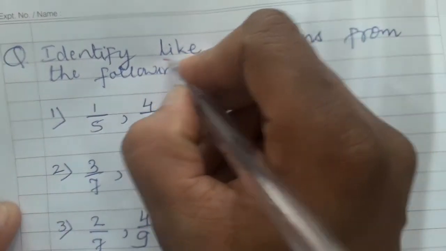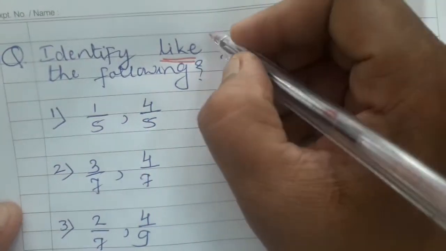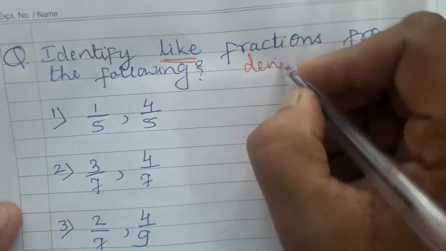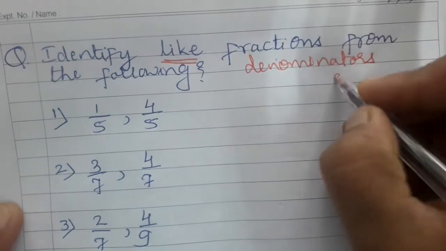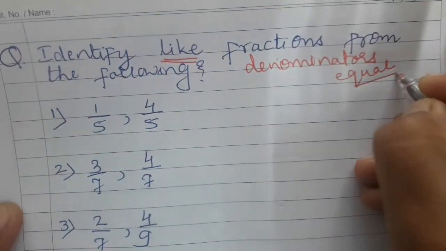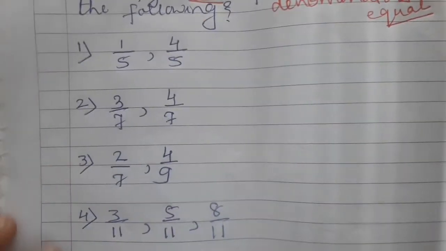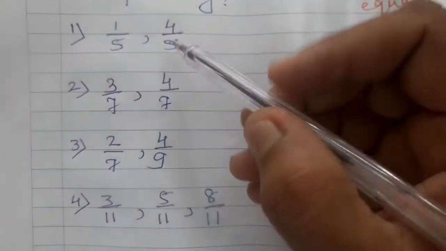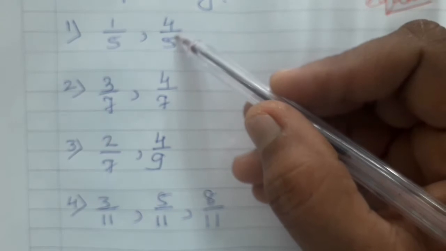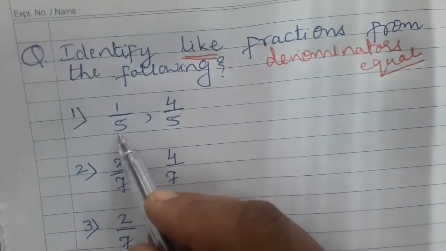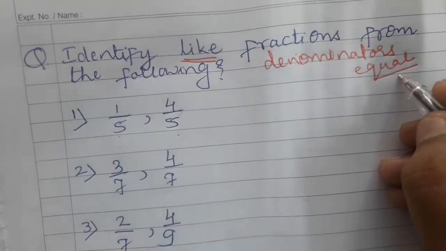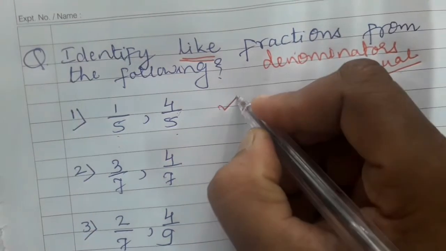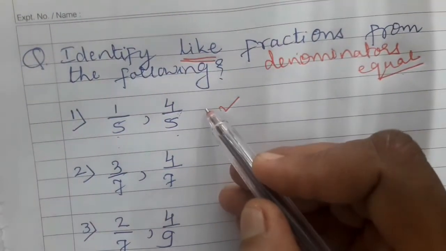Now what does it mean by like fractions? Like fractions have denominators that are equal, right? So I am writing here, denominators are equal. Now identify where the denominators are equal in the questions given here. Here you can see the denominator is 5 and here also the denominator is 5. So are they equal? Yes. So this is a like fraction. Okay, so I have put the tick mark.